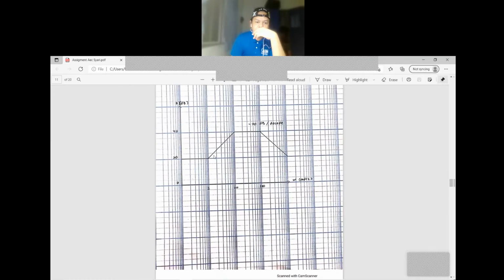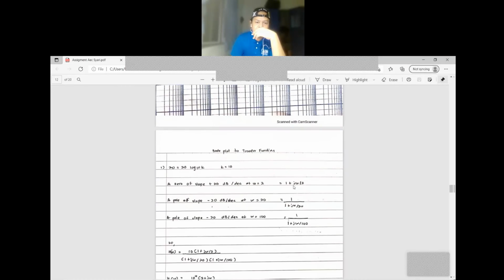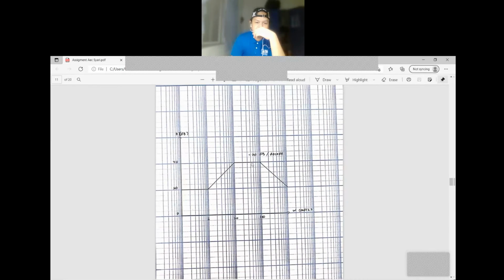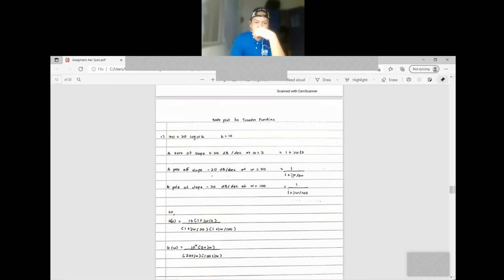For a rising graph, the formula is 1 plus j omega divided by something. If it is a straight line or goes downward, we need to do 1 divided by 1 plus j omega divided by something.